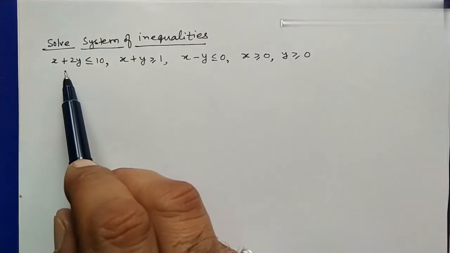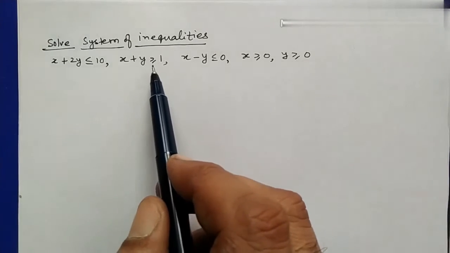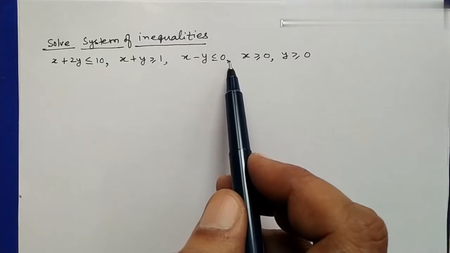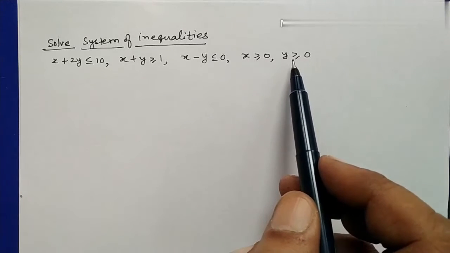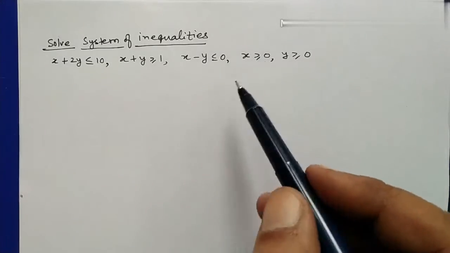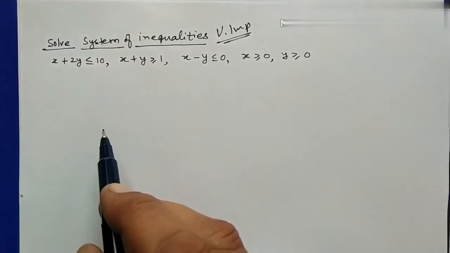Now we have to solve the system of inequalities. First is x + 2y less than or equal to 10. Second is x + y greater than or equal to 1. Third is x - y less than or equal to 0. Fourth is x greater than or equal to 0, and fifth is y greater than or equal to 0. This type of question is very important, and you will get this type in your exam also.